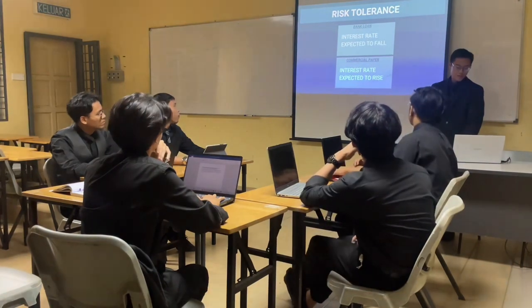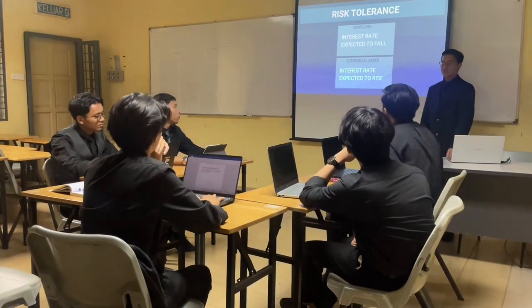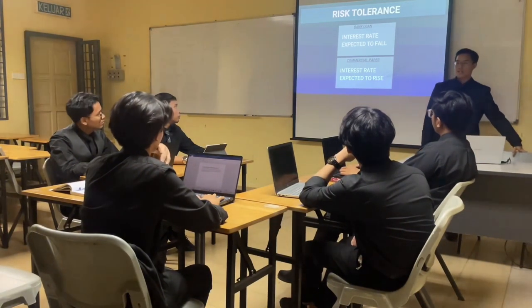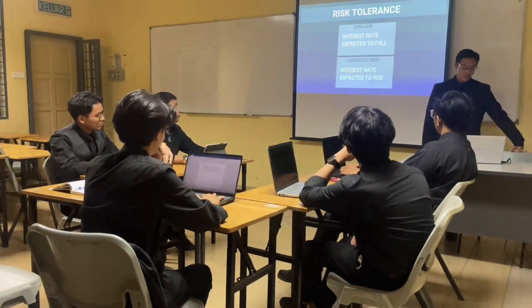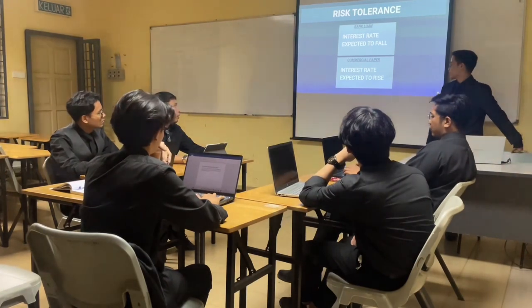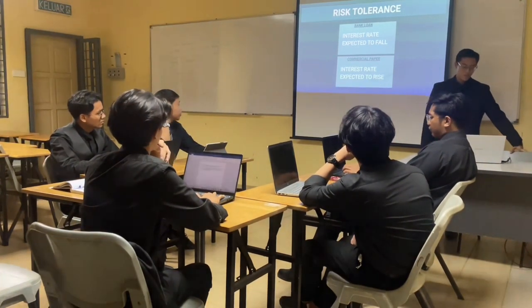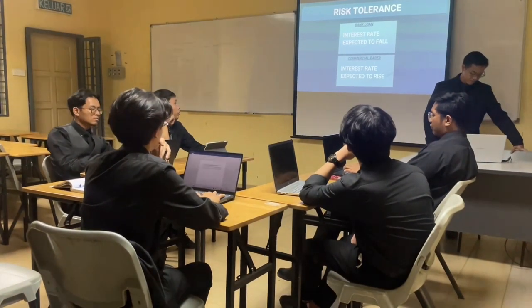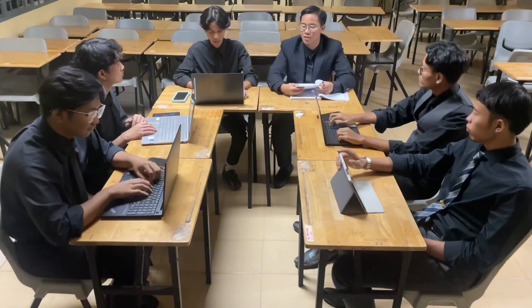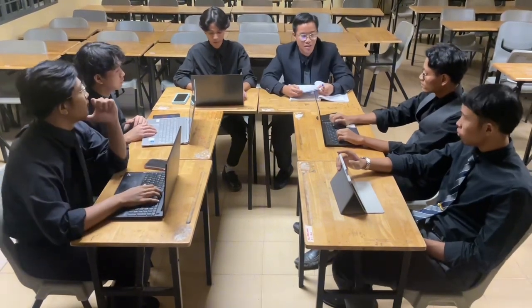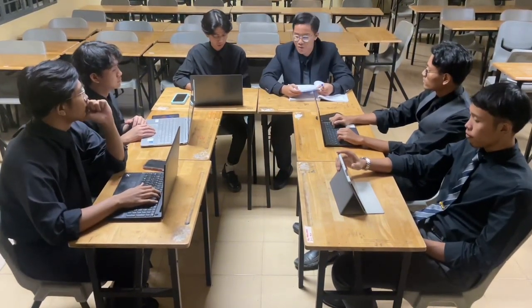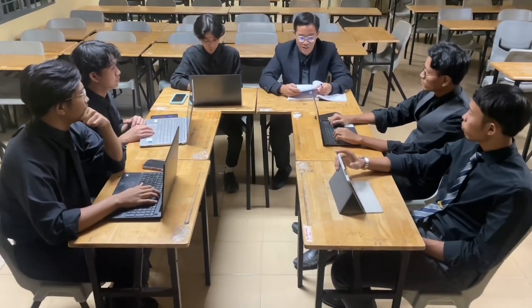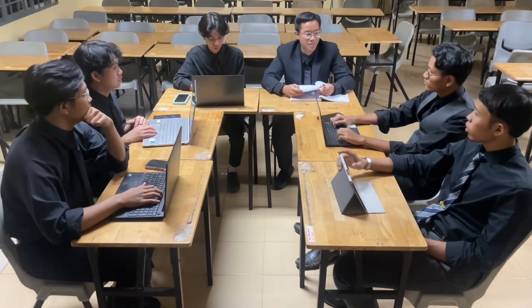Okay, next is risk tolerance. So if the interest rates are expected to fall, we need to choose bank loan because they have a fixed interest rate. But if the interest rates are expected to rise, we need to choose commercial paper because they have a variable interest rate. Okay, after we look through all the criteria, I think the most stable short-term financing for our company is issuing commercial paper. So do you guys agree or do you have any objection to my decision? No, we agree.